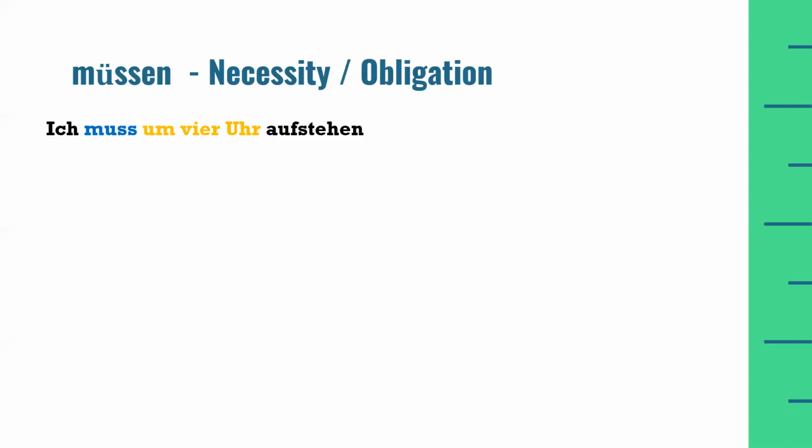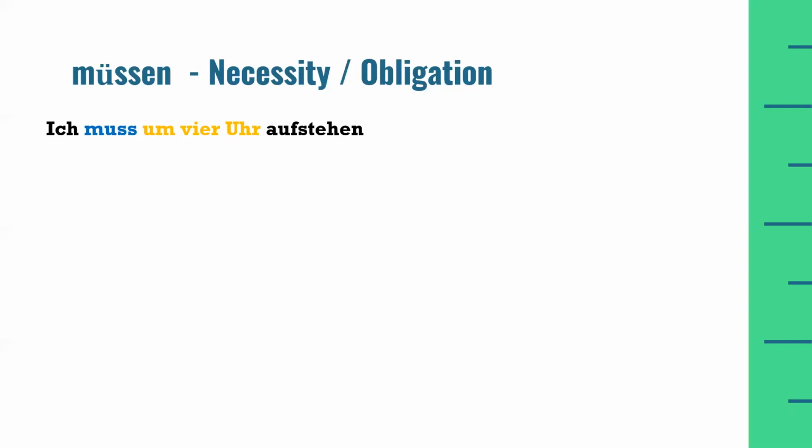First example is, Ich muss 4 Uhr aufstehen. I have to get up at 4 o'clock. Now, in this sentence, it is necessary for me to get up at 4 o'clock because it can be the case that I have to go to work or I have to do something else, but it is necessary for me to get up at 4 o'clock. Therefore, I will use the müssen modal verb in this sentence.